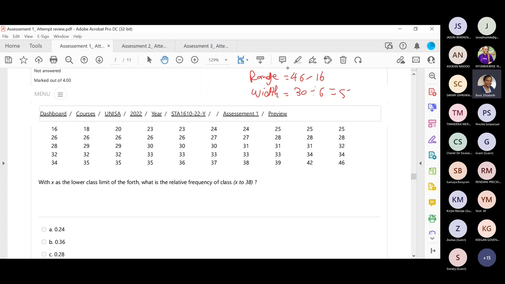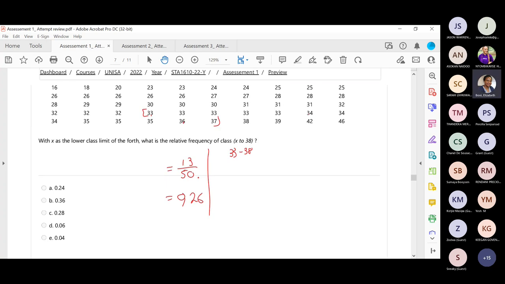Lower limit for x, it means we're going to have to use that 5. So we just say that it will be from 33 to 38. So either it does not include 38 or it does not include 33. Let's assume that it does not include 38. So then it will be all these values: 1, 2, 3, 4, 5, 6, 7, 8, 9, 10, 11, 12, 13. So it will be 13 divided by 50. What do you get? 0.26. That is if it starts from 33 but does not include 38. And that answer is not one of them.